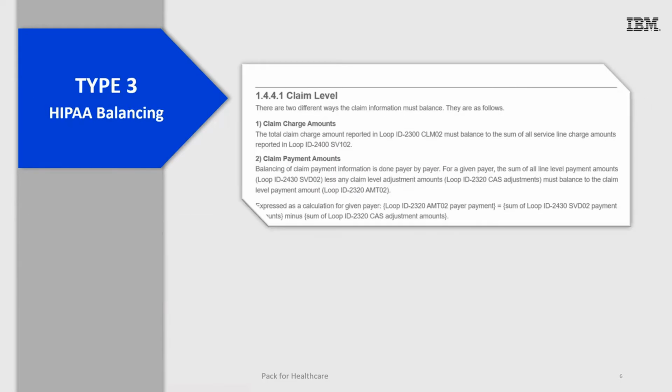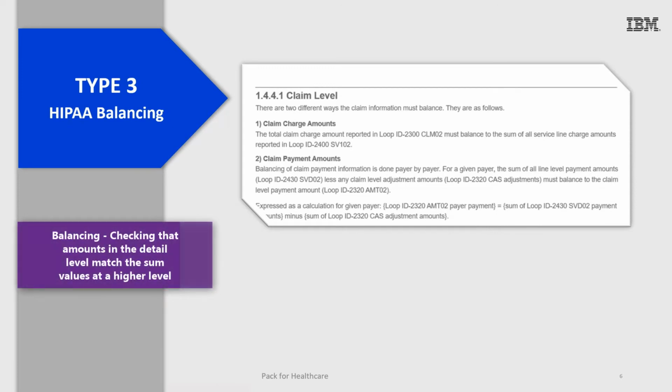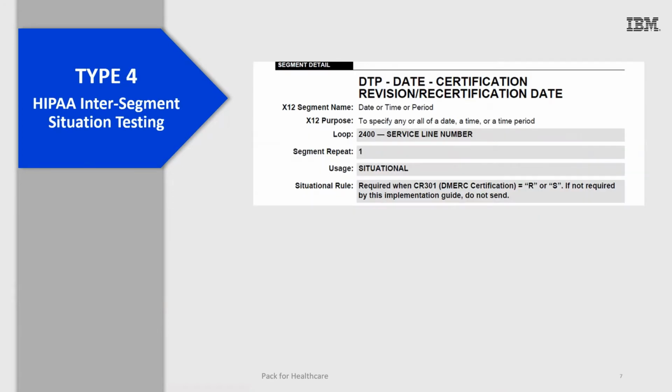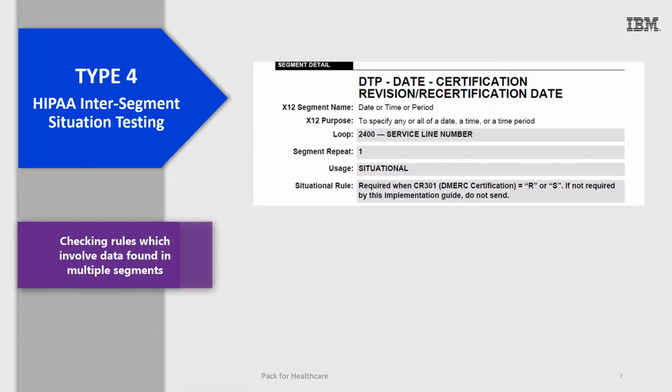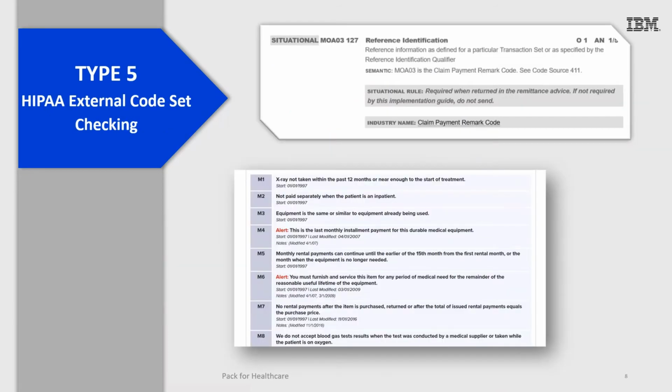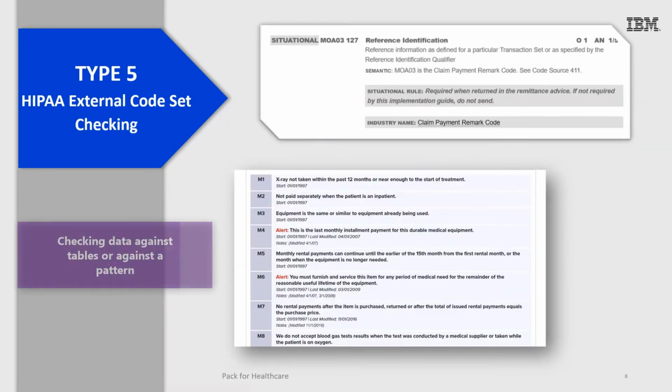Type 3, or balancing, adds requirements to perform checking that a value in the details of the transaction matches the sum of that data. Type 4 adds requirements for checking that data across segments follow the rules in the implementation guide. Type 5 is external code checking. Here we are looking to see if the value in a data field matches an allowed published value. The ITX HIPAA data compliance utility supports both code lookups and pattern matches.